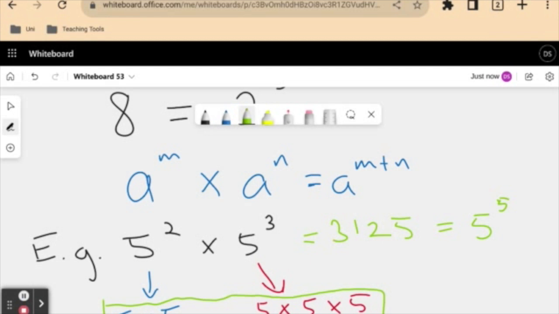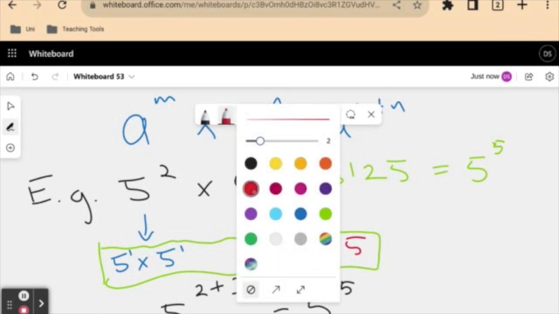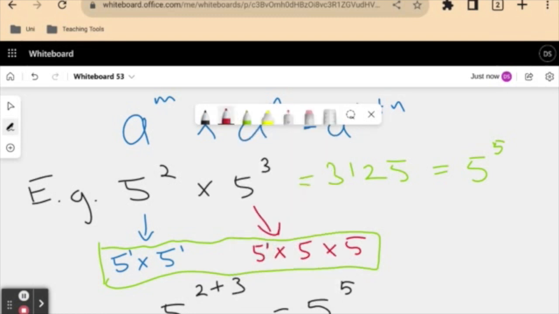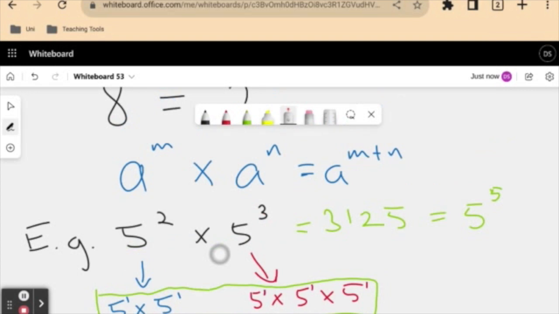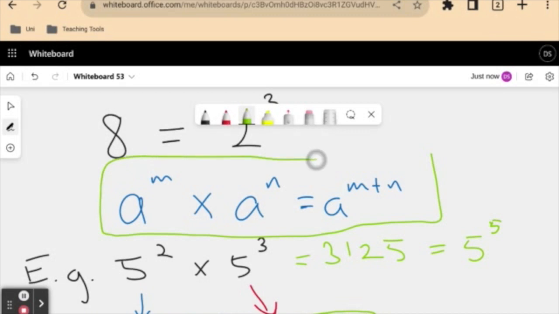What's important to note is that any number, even if we just had 5, so say here, in each of these cases we just have one 5. So this is like saying 5 to the power of 1, 5 to the power of 1, and 5 to the power of 1. Adding 1 plus 1 plus 1 plus 1 plus 1 gives us 5 in our power. So in essence, this is the law that relates everything we've talked about.